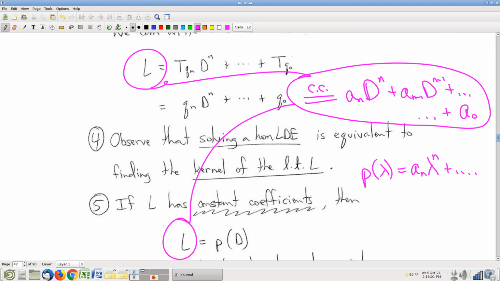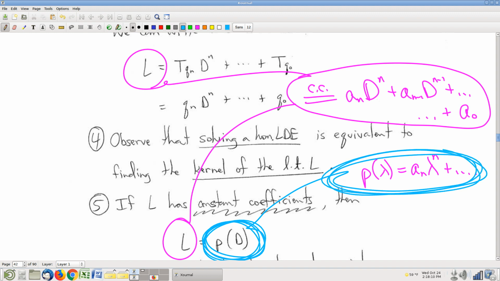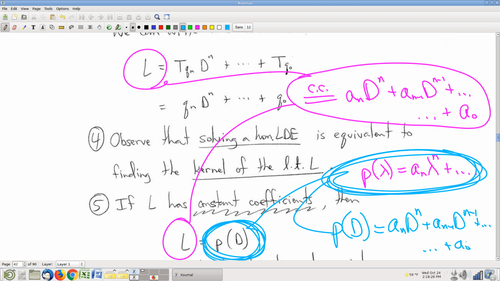Now let's ask, what is P of D? Let's see here. I need to plug D into that formula, and I get a_n D to the n plus a_{n-1} D to the n minus 1 plus and so on, plus a_0. And sure enough, it's just a direct observation. Those really are the same thing.